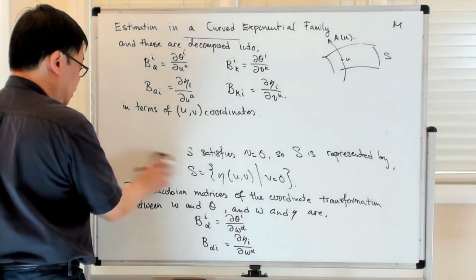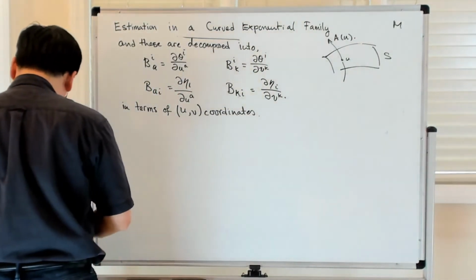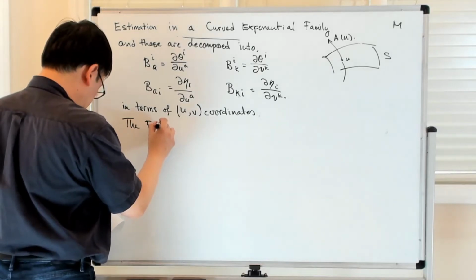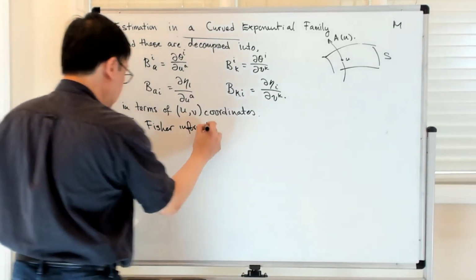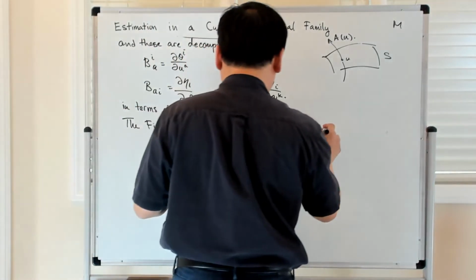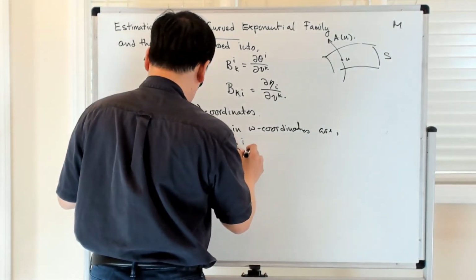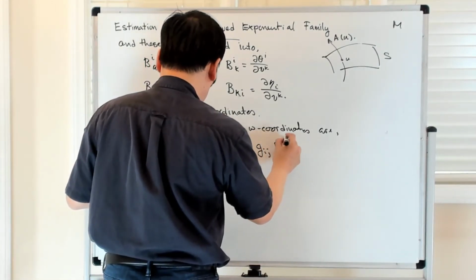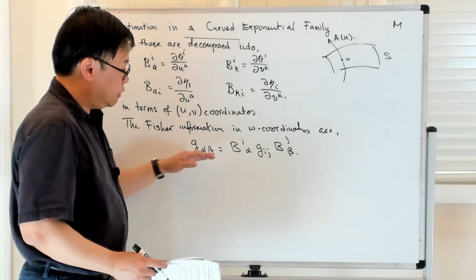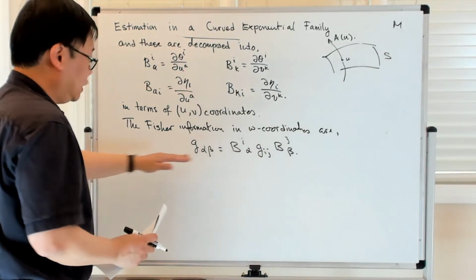All right, so with these identifications, we can write down the Fisher information. The Fisher information in the W coordinates is given by g alpha beta is equal to B i alpha g i j B j beta. All I'm doing here is using the fact that the information metric is a tensor, so I'm just looking at how it transforms under the change of coordinates. That's all I'm really doing here.